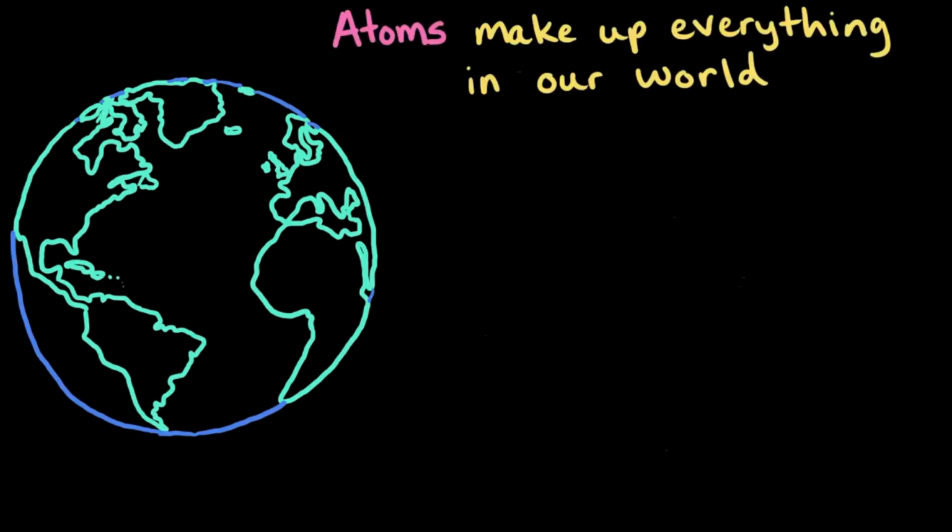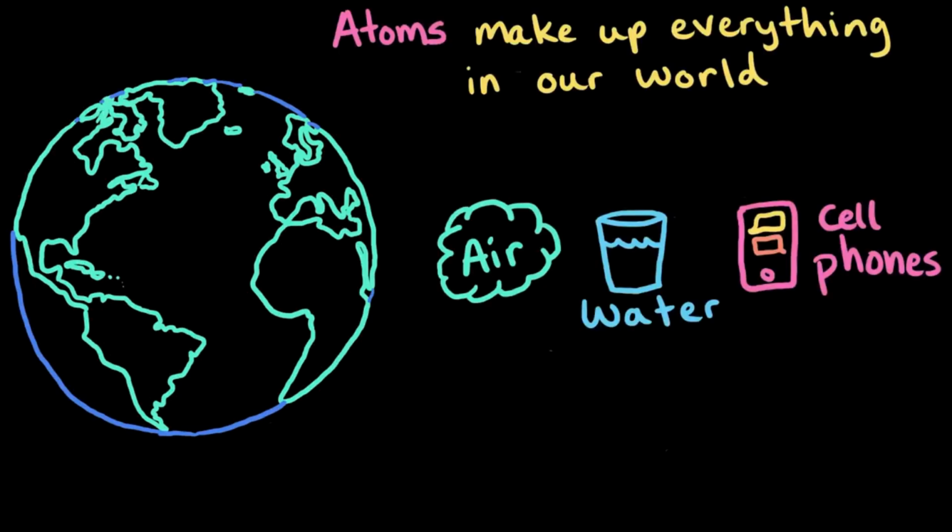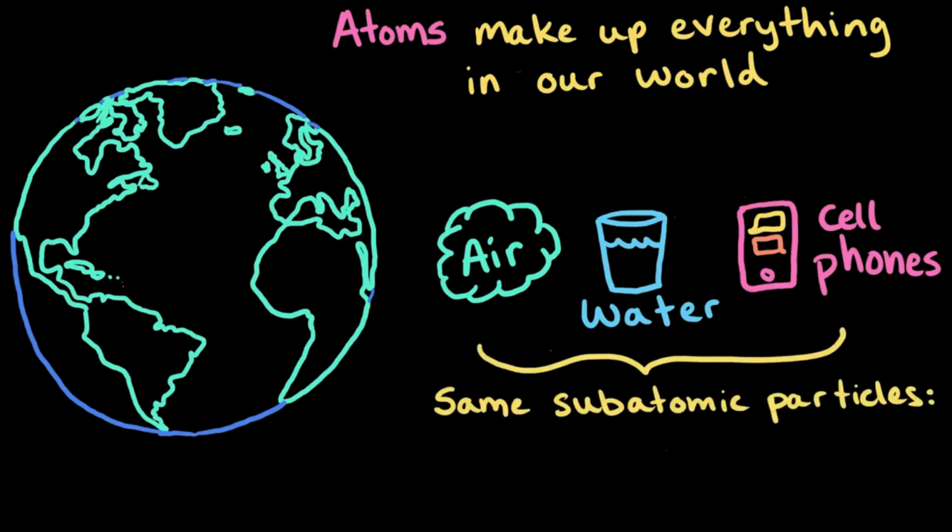Atoms make up everything in our world. Even though the air we breathe, the water we drink, and the cell phones we use all look really different from one another, the atoms that make up these things are all composed of the same subatomic particles: protons, neutrons, and electrons.